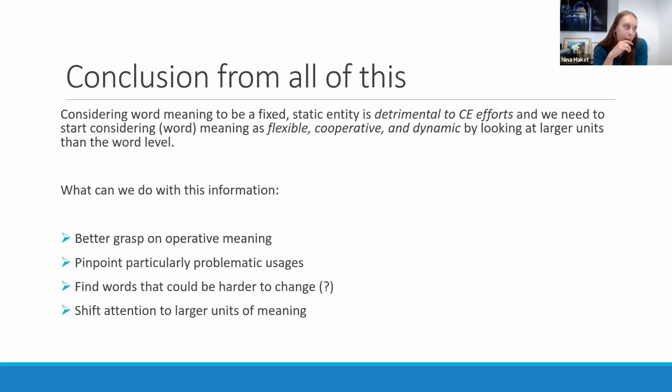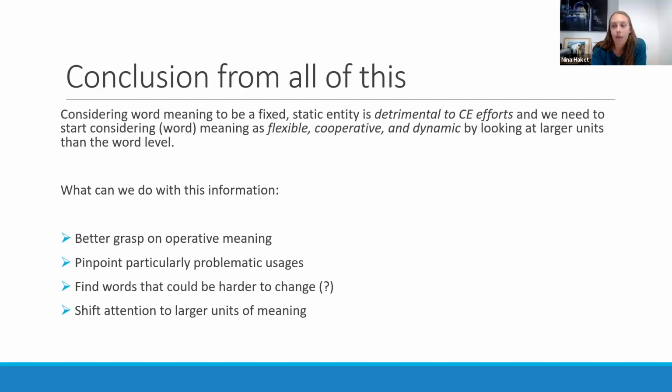Conclusions from this part. I think the main conclusion that we can take away from this, regardless of the work that still needs to be done on it, is that considering word meaning to be a fixed static entity is detrimental to conceptual engineering efforts, and we need to start considering word meaning as a flexible, cooperative, and dynamic entity by looking at larger units than the word level.